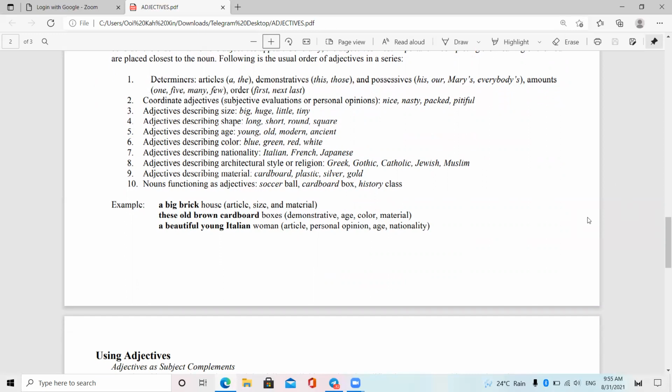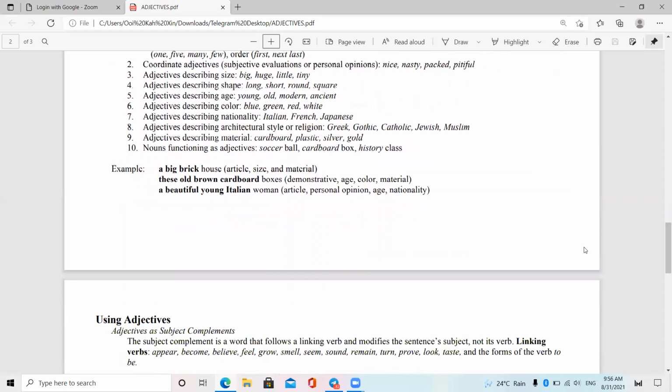Adjectives describing size: big, huge, little, tiny. Adjectives describing shape: long, short, round, square. Adjectives describing age: young, old, modern, ancient. Adjectives describing color: blue, green, red, white. Adjectives describing nationality or origin: Italian, French, Japanese, Chinese, and religious or architectural styles: Arabian, Greek, Russian, Catholic, Jewish, Muslim. Adjectives describing material: cardboard, plastic, silver, gold. Nouns functioning as adjectives: social, wall, cardboard box, history class.